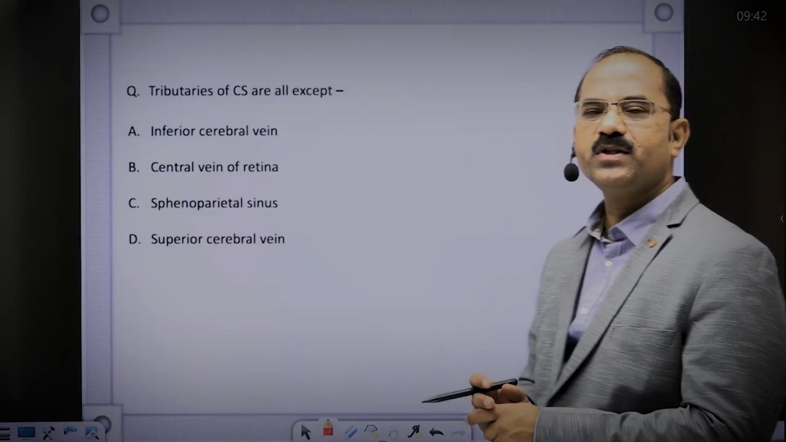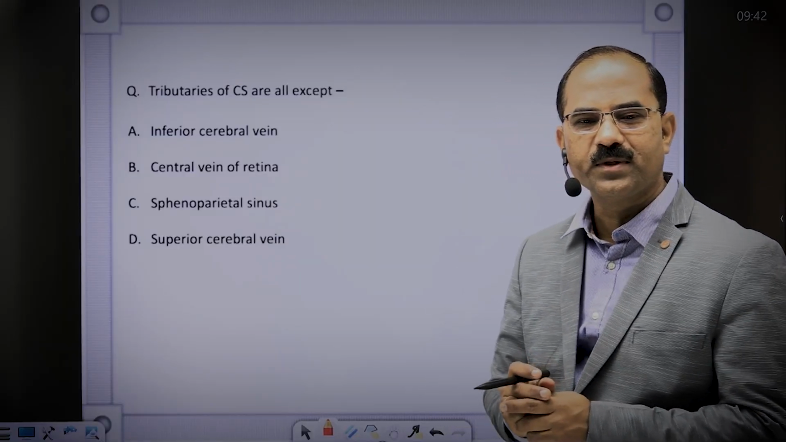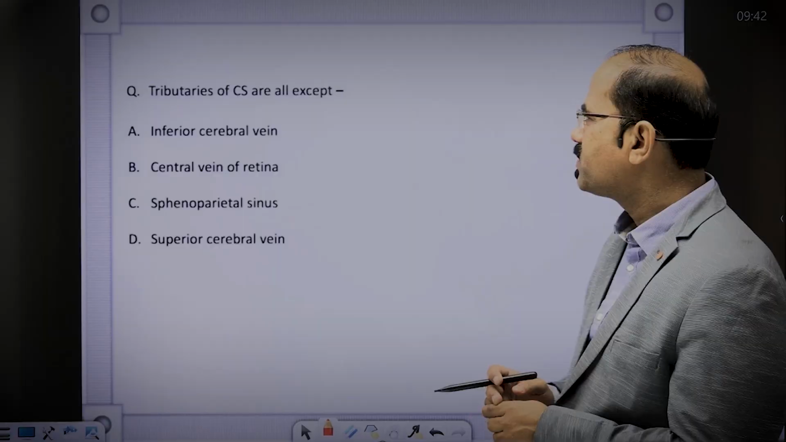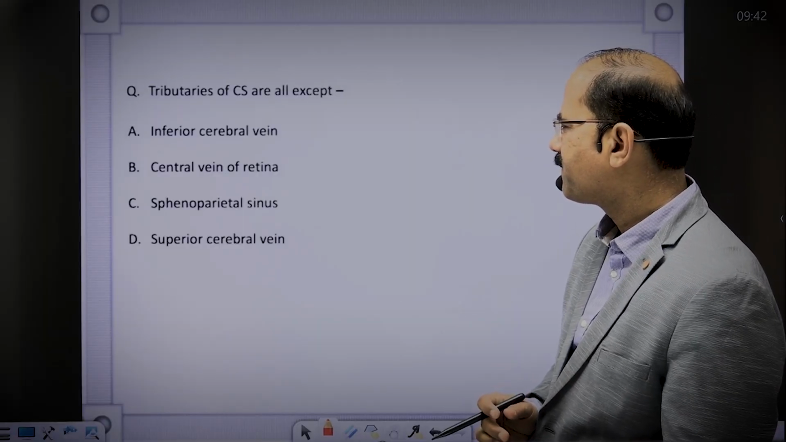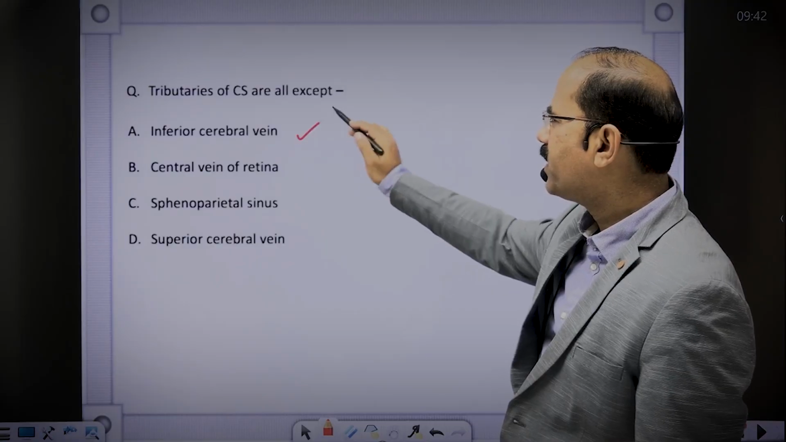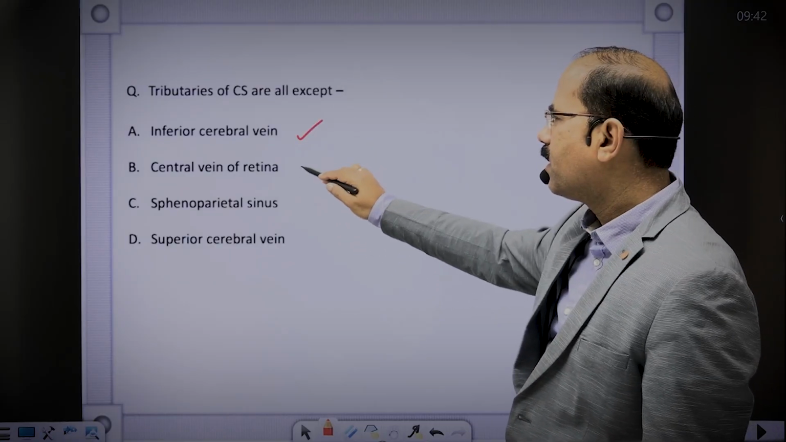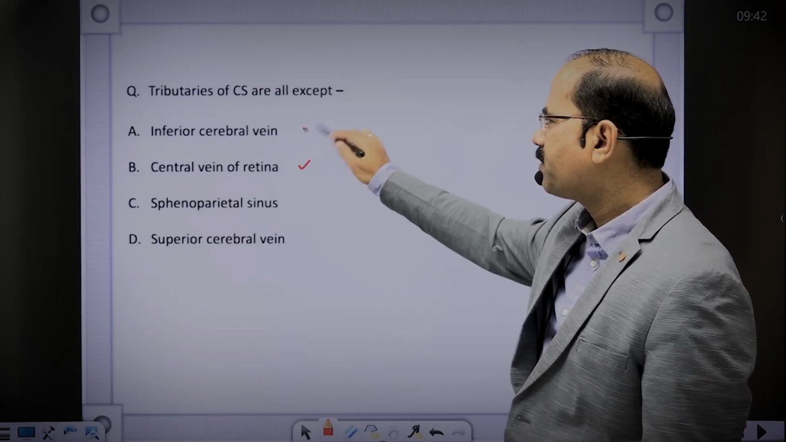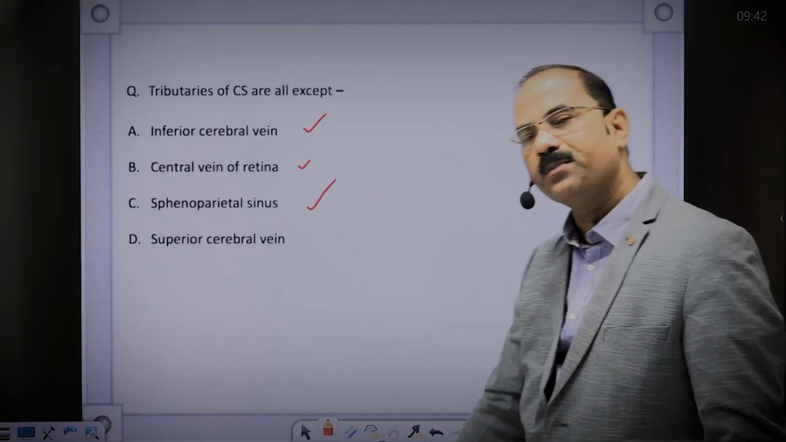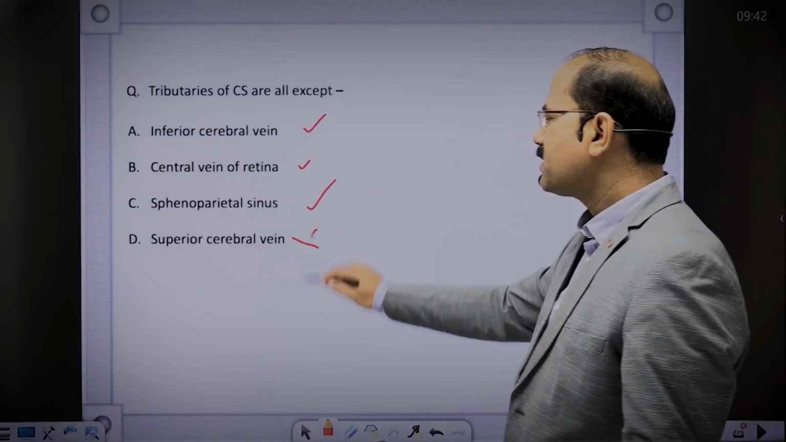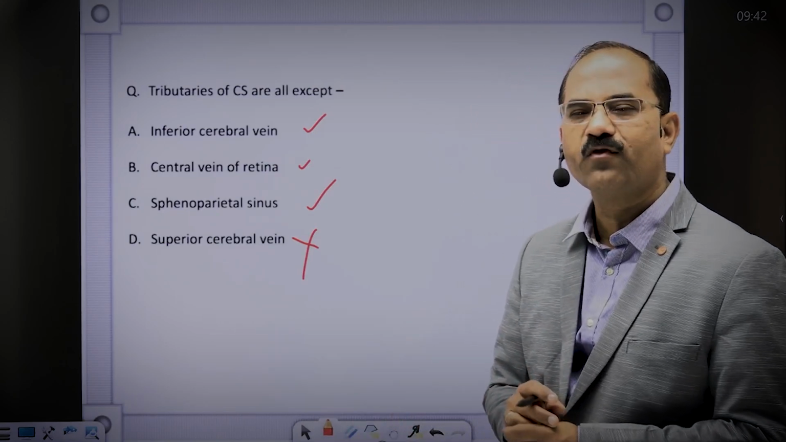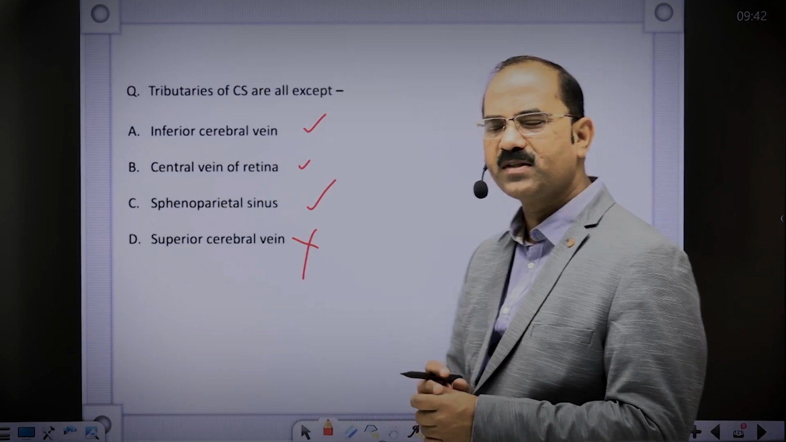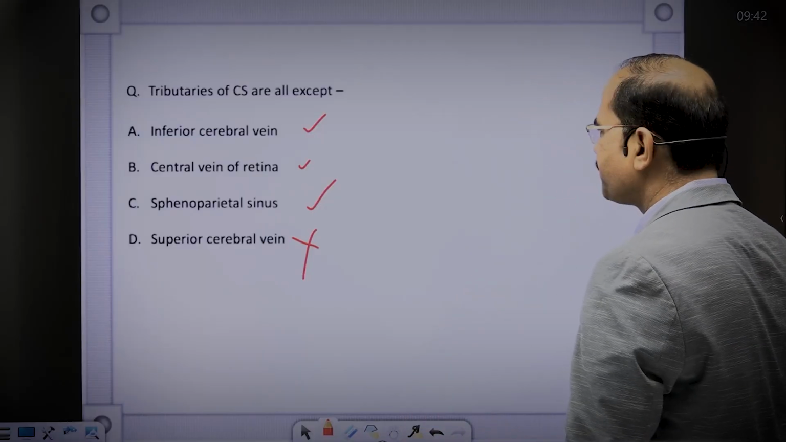Answer this. Tributaries of cavernous sinus are all except. Yes, what do you say, students? Tributaries of cavernous sinus are all except. Inferior cerebral vein, yes, it comes from the brain. Central vein of retina, yes, it comes from the orbit. Sphenoparietal sinus comes from the meninges. Superior cerebral vein is not there. It is the inferior cerebral vein which is a tributary of cavernous sinus. Clear, students? Any doubts you have, you tell me.